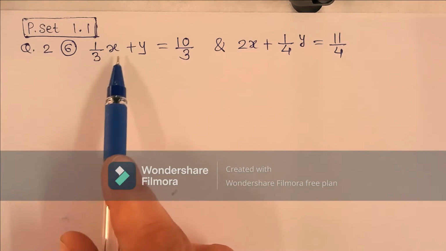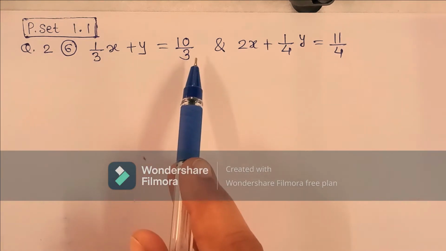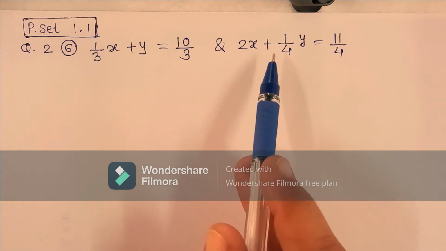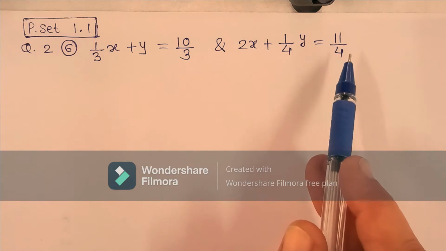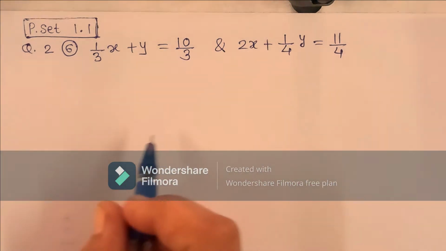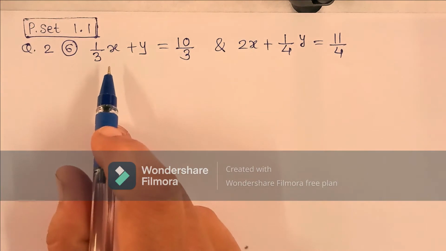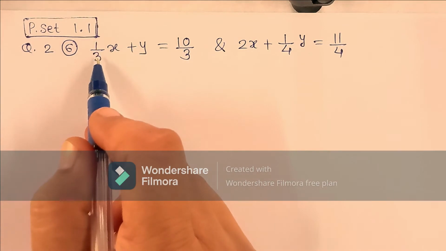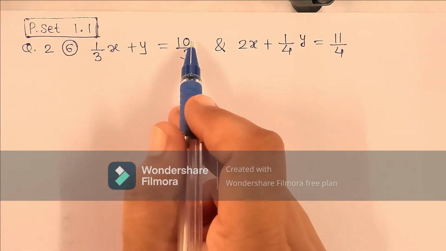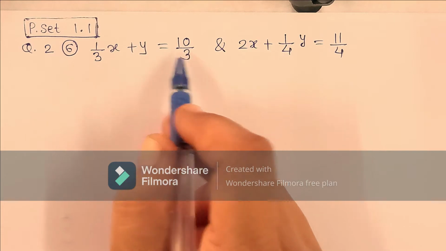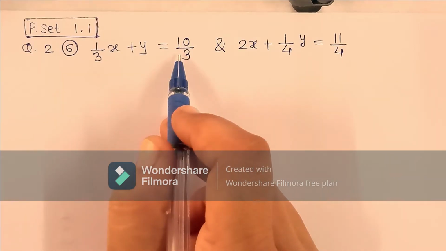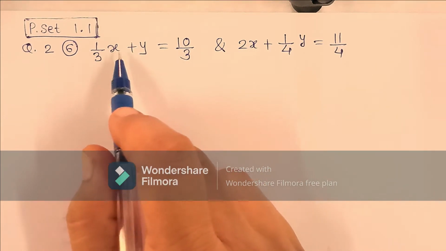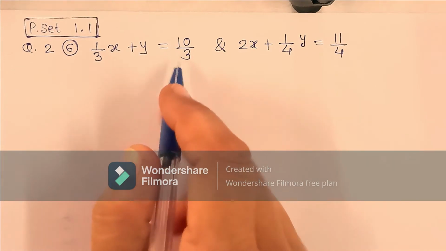First is 1 by 3x plus y is equal to 10 by 3 and second equation is 2x plus 1 by 4y is equal to 11 by 4. If you will keenly observe these equations, here you can find the coefficient of x is 1 by 3 and the constant is 10 by 3. Means to make this equation more simple, you can multiply this equation by 3. Means both sides you can multiply by 3.